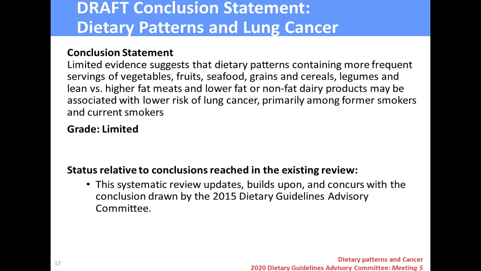The draft conclusion statement for the dietary patterns and lung cancer review states limited evidence suggests that dietary patterns containing more frequent servings of vegetables, fruits, seafood, grains, cereals, legumes, and lean versus higher fat meats and lower fat or non-fat dairy products may be associated with lower risk of lung cancer, primarily among former smokers and current smokers. The grade is limited. This systematic review updates and builds upon and concurs with the conclusion drawn by the 2015 Dietary Guidelines Advisory Committee.